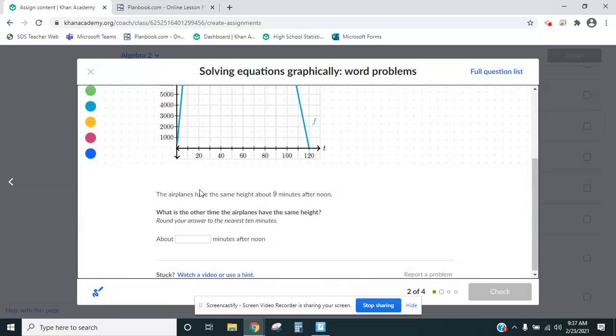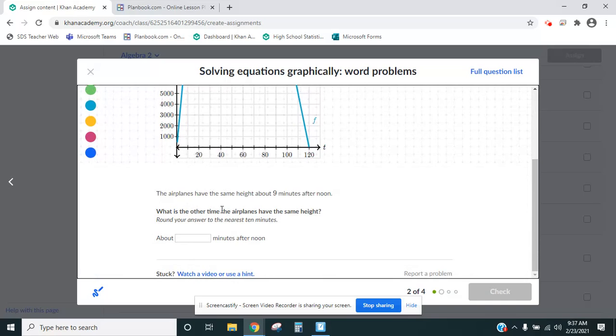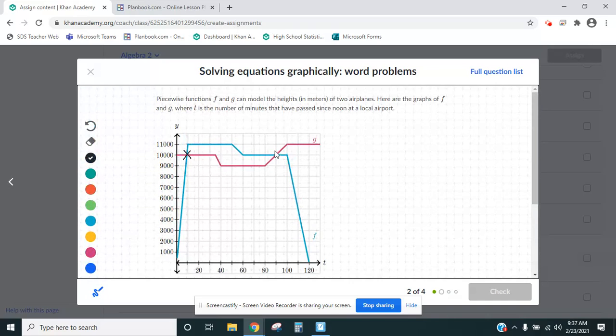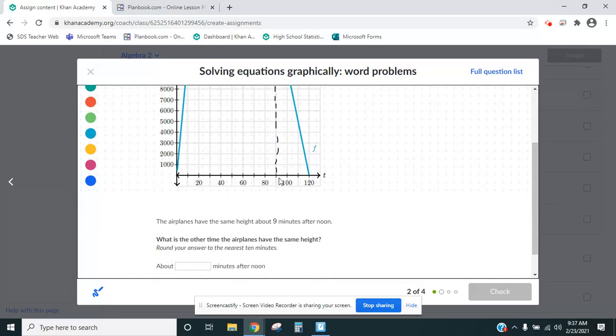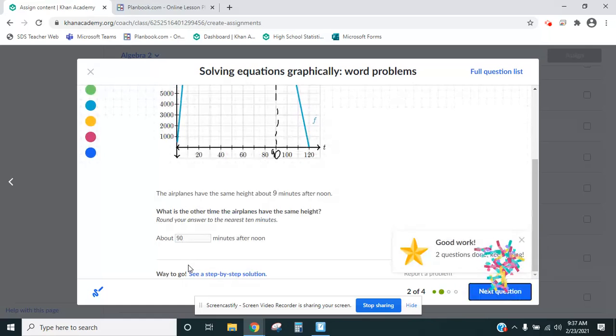Now, question is, what is the other time the airplanes have the same height? It's right here, right? So how many minutes after noon? 90. Now, what if they asked for the actual time? What would that be? 1:30. Very good. But they're not asking for 1:30.